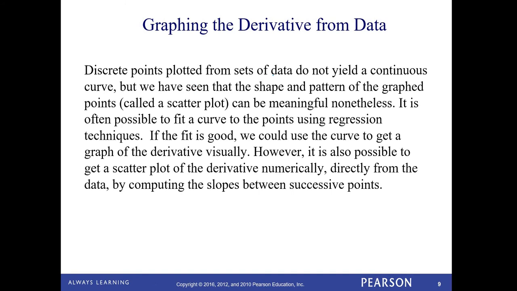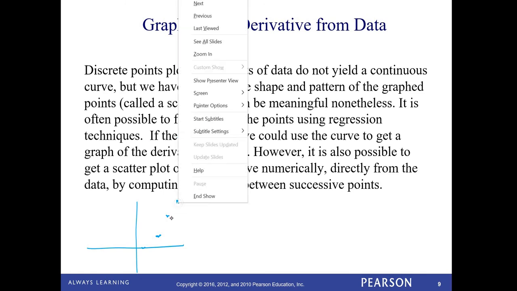Okay, discrete points plotted from sets of data do not yield a continuous curve. So if I just have a bunch of data points, let's say they look something like that. So this is a scatter plot. It's often possible to fit a curve to the points using regression. We talked about best fits.